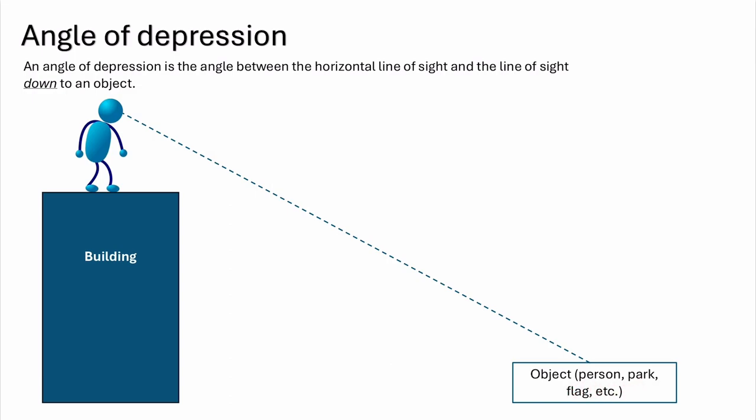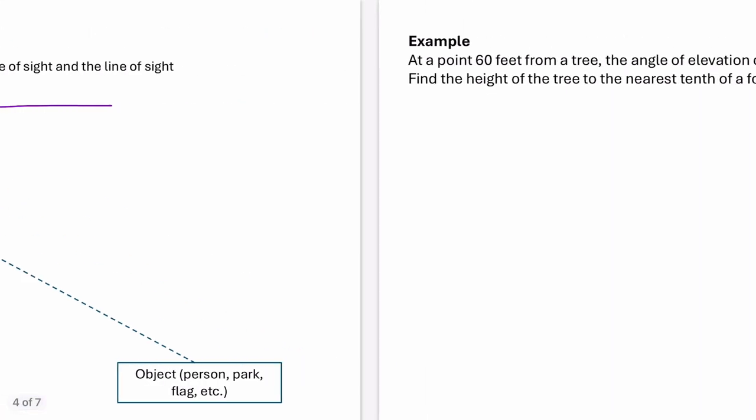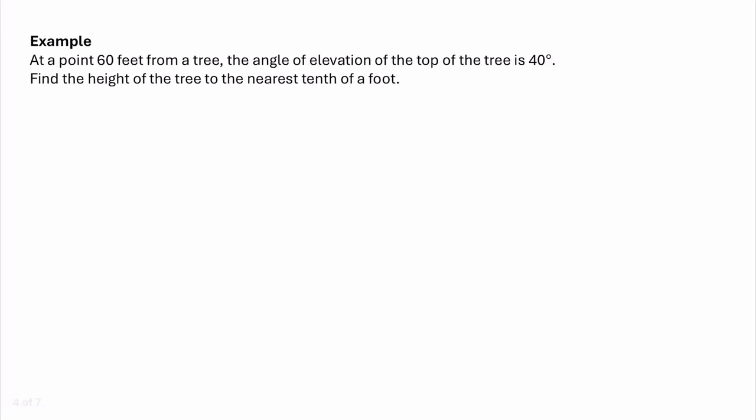Well, there's an angle that's formed once again with the horizontal. Let's call this angle alpha. So this alpha is going to be an angle of depression. It's the angle when you're looking down at an object. So what we can do now is use this to solve some problems.